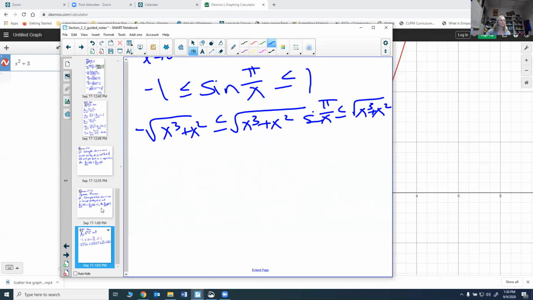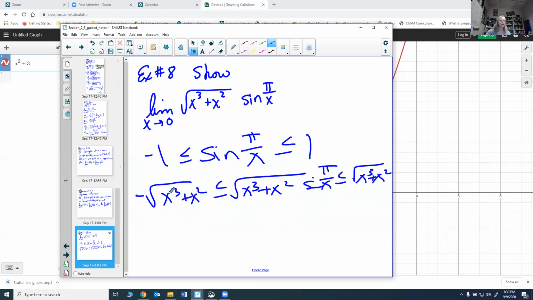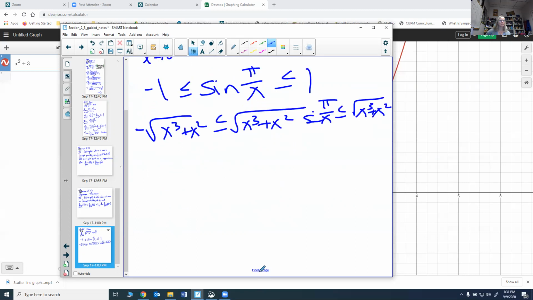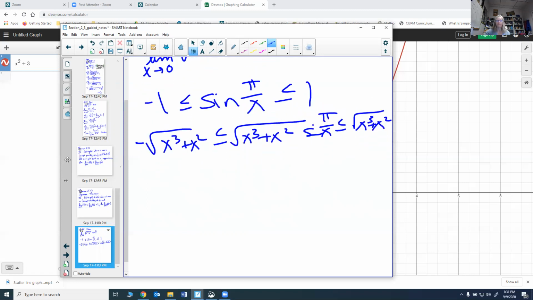We have the assumptions of the squeeze theorem. If this is true, so we have that. We have the if part. Now let's see if we can get the then part. So let's see if we can find the limits of this function and this function, and hopefully they're the same value. So let's go find the limit as x goes to 0 of negative the square root of x cubed plus x squared. See what we get there.